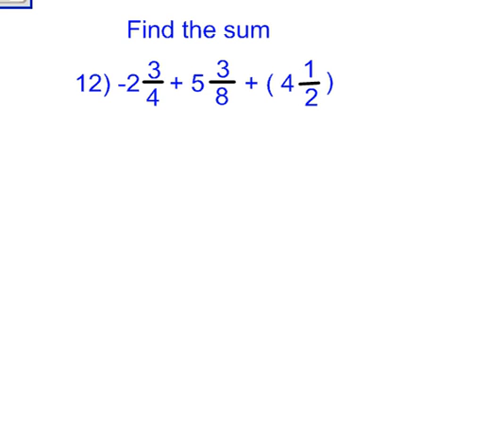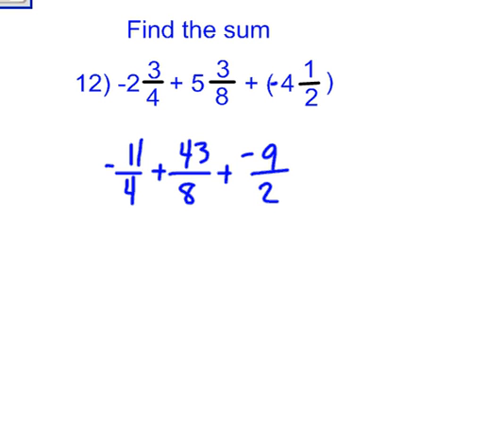Number 12, we have to find the sum of all these mixed numbers. The first thing that I would do is change them into improper fractions. The first one would be 4 times 2, which is 8, plus 3 is 11 fourths, a negative 11 fourths, plus 8 times 5 is 40, plus 3 would be 43 eighths, plus, and this should be a negative 4.5. We'll slip that in there. Plus 2 times 4, which is 8, plus 9 would be 9 halves. And I'm going to put that negative at the top.